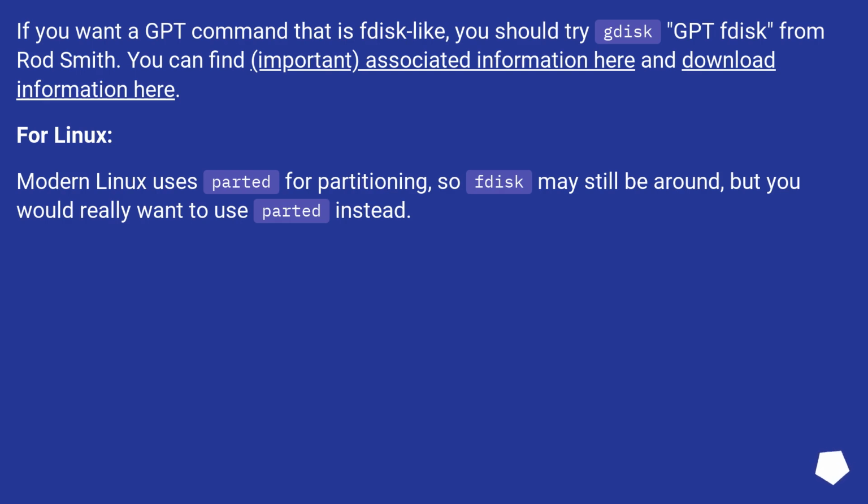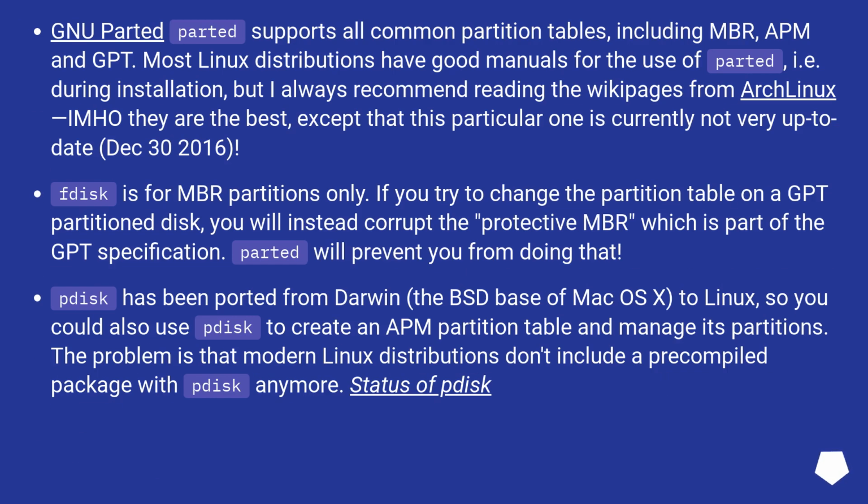For Linux, modern Linux uses parted for partitioning, so fdisk may still be around, but you would really want to use parted instead. Newer parted supports all common partition tables, including MBR, APM and GPT. Most Linux distributions have good manuals for the use of parted, i.e. during installation, but I always recommend reading the wiki pages from Arch Linux, they are the best, except that this particular one is currently not very up to date, December 30th, 2016.